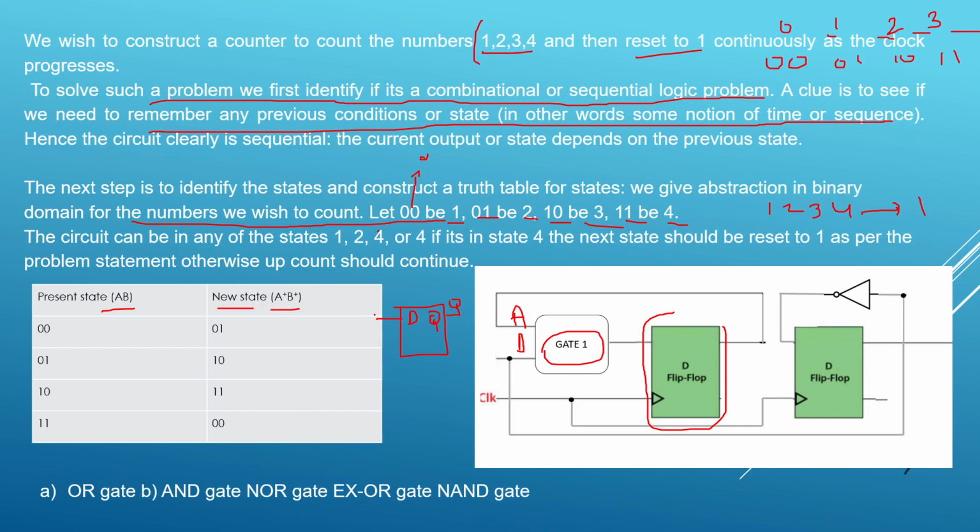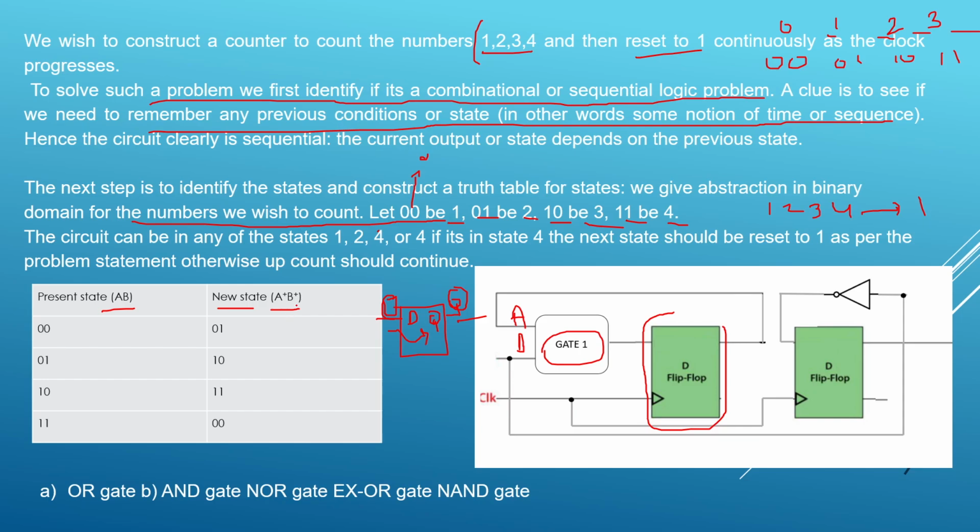I think yeah, it's a new state. So this is basically called the new state, and this Q is basically called the current or the present state. So this is the present state. This is the new state. The present is this, and when the next clock cycle comes, this state will become this state, right?